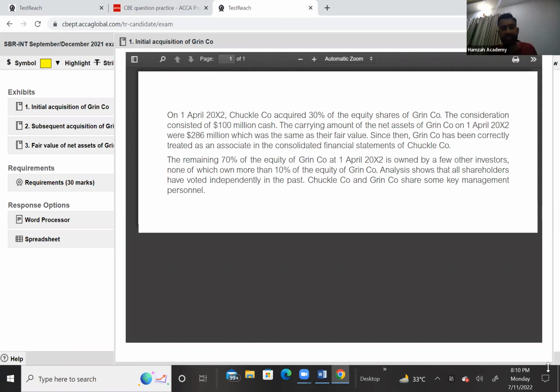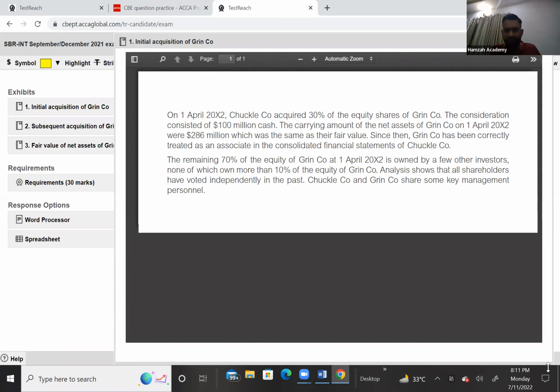The remaining 70% of G company at 1st April X2 is owned by a few other investors, none of which own more than 10% of the equity of G company. Analysis shows that all the shareholders have voted independently in the past. C company and G company share some key management personnel. Now this is the question. This is the information. I'm not going to discuss what the answer is and how it should be discussed.